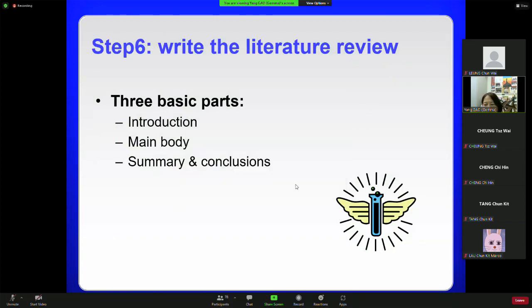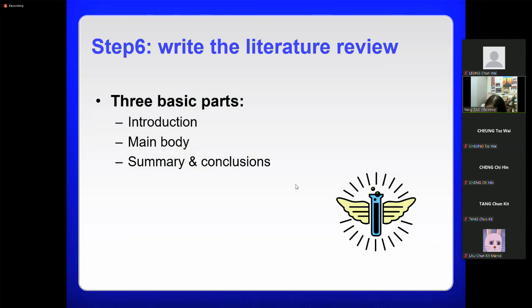So the last step you need to write is the literature review. For this course, you are not required to write up an independent chapter of literature review. However, for the honors project, there is an independent chapter. There you need to write up a literature review with a minimal word requirement of 1,000.